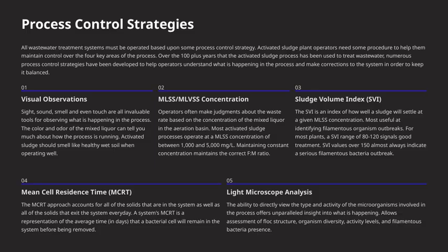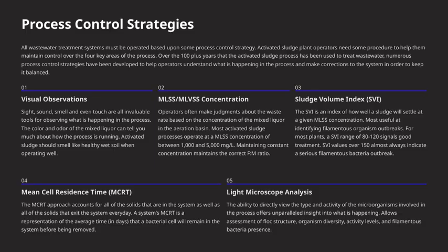Next, we look at MLSS and MLVSS concentrations. Operators often judge how much waste to remove based on the mixed liquor concentration in the aeration basin. Most systems operate within a range of 1,000 to 5,000 milligrams per liter. Keeping this concentration steady helps maintain the correct food-to-microorganism ratio, which is vital for effective treatment.